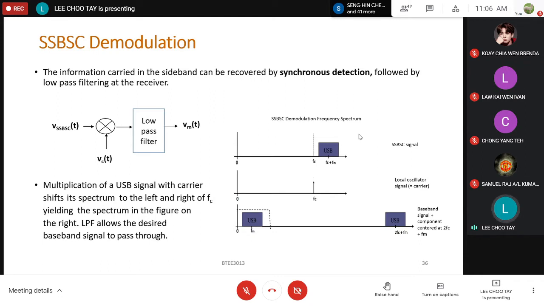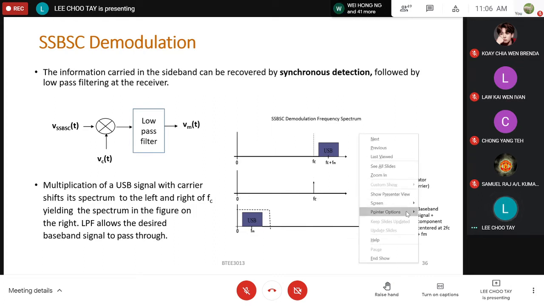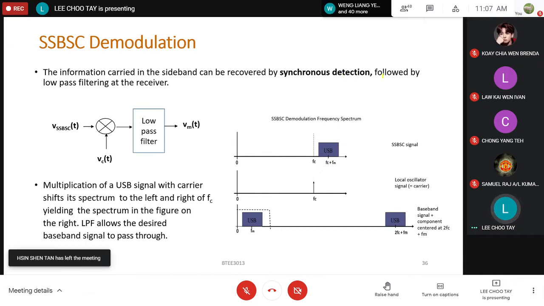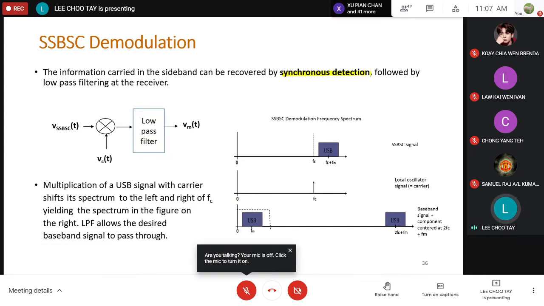As the name suggests, the SSB-SC uses the suppressed carrier technique. Therefore, the only way to recover the SSB-SC signal is by synchronous detection. That is exactly the same method as the double sideband suppressed carrier. The only difference is single sideband suppressed carrier will only transmit one sideband, so for the recovery process, it's the same.